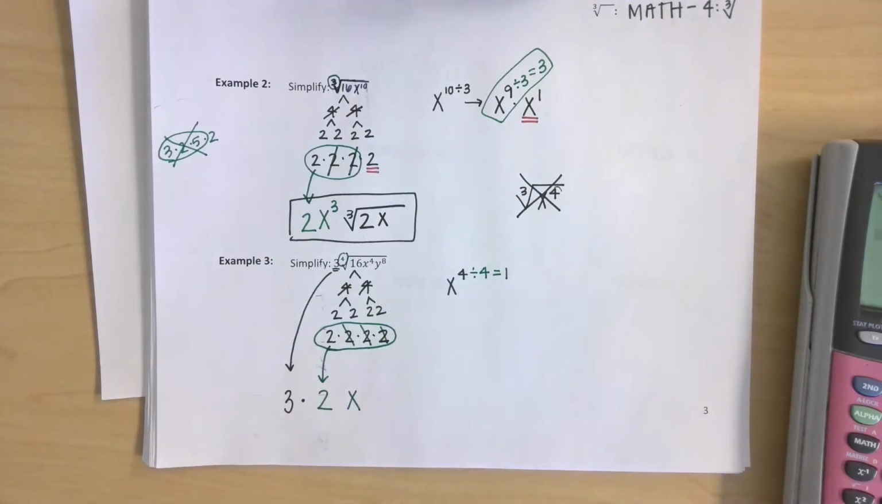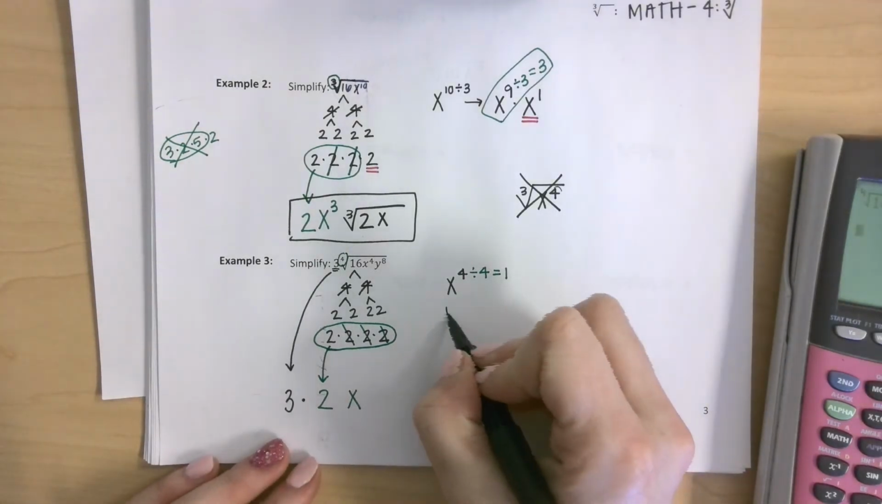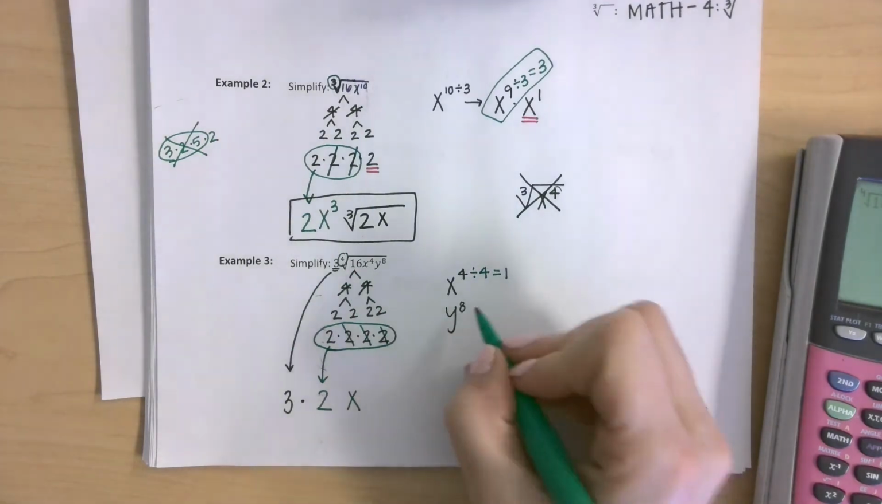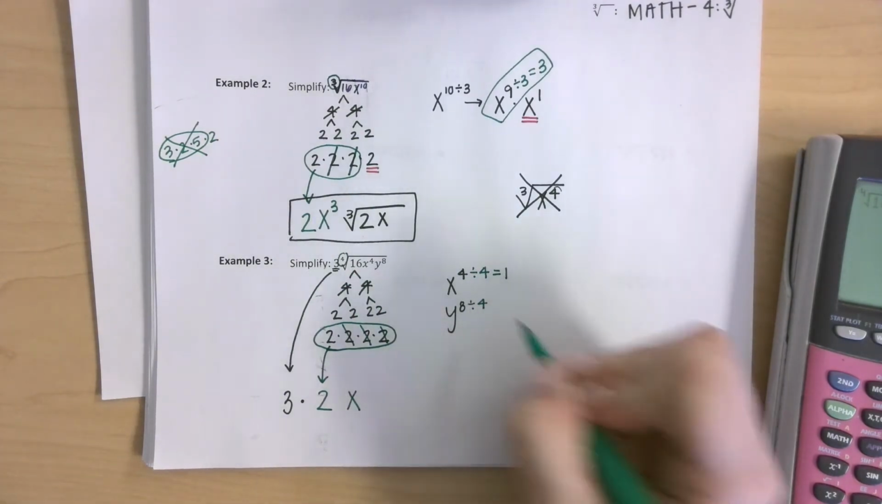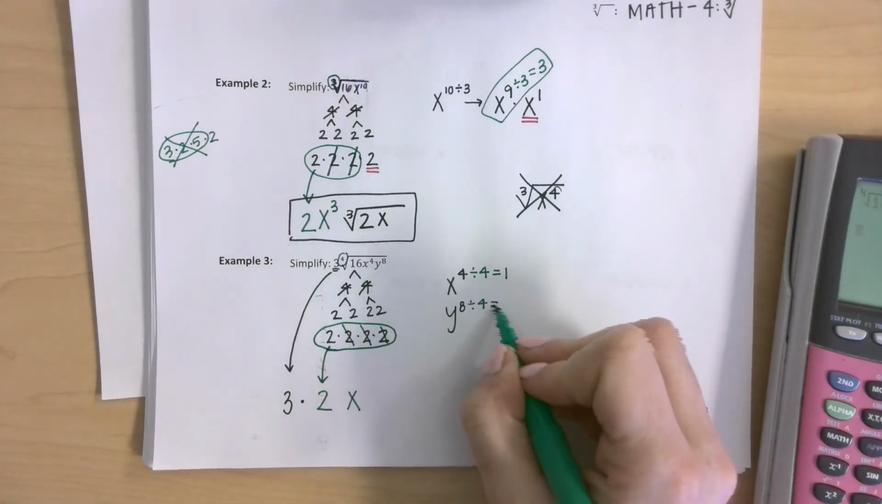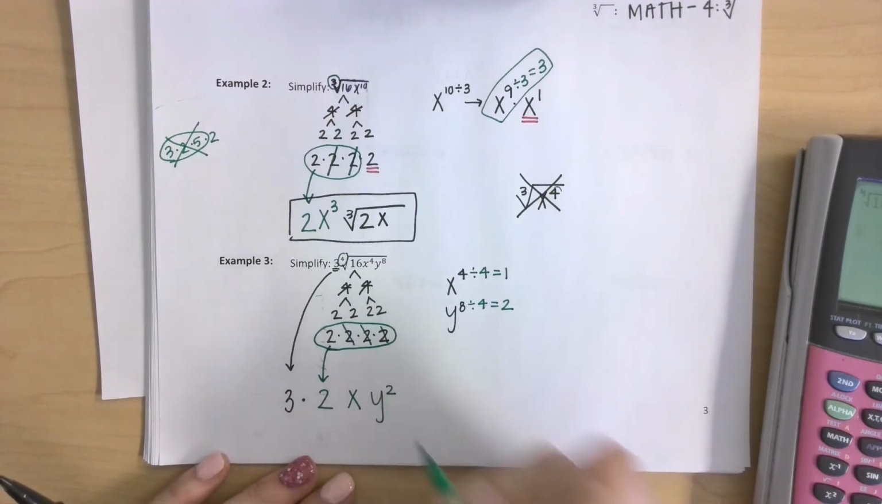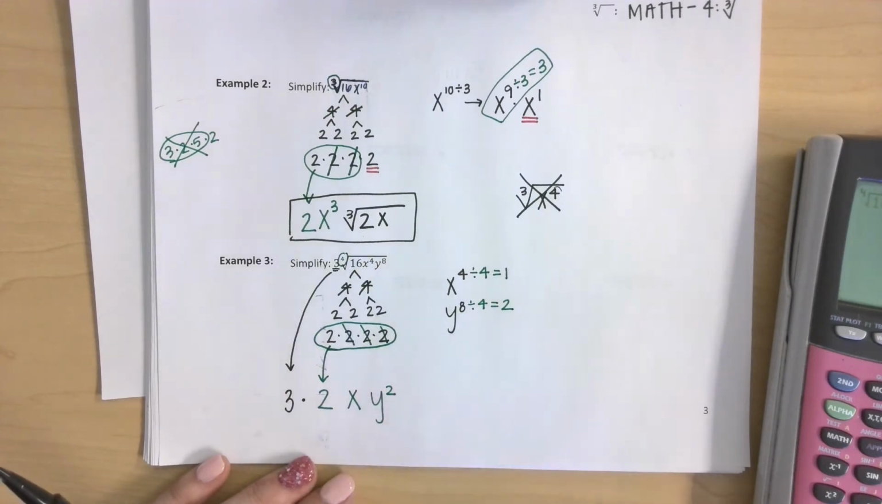Y to the 8th is next. So I have y to the 8th. And again, I'm trying to divide by that index. 8 does divide by 4 nicely. It gives me 2. So I have 2 y's on the outside. Looks like there is nothing left inside of the radical.